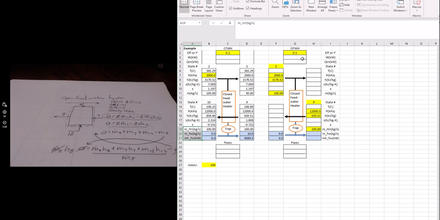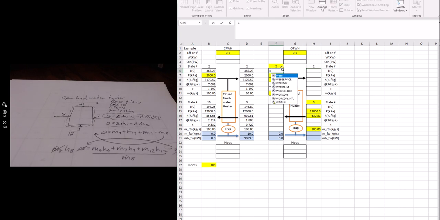So let's start with an easy one. The property in this line doesn't change because all I'm doing is taking off a fraction of the flow. So that's just going to equal this. It's still state 2, and that means that all my properties are staying the same. So first let's calculate those properties.